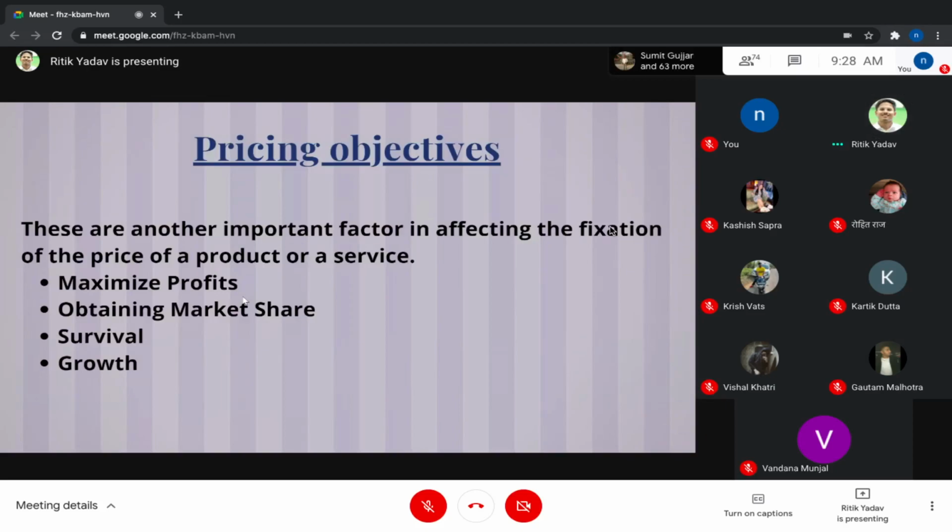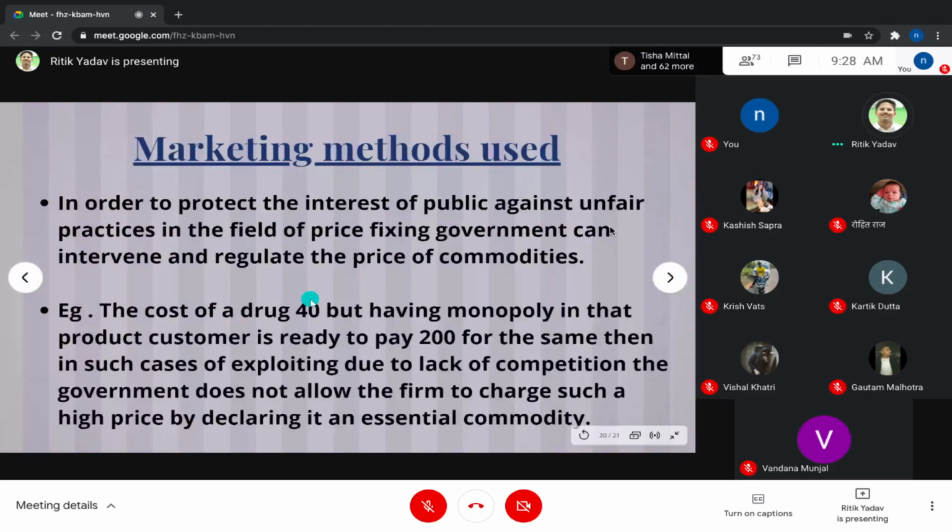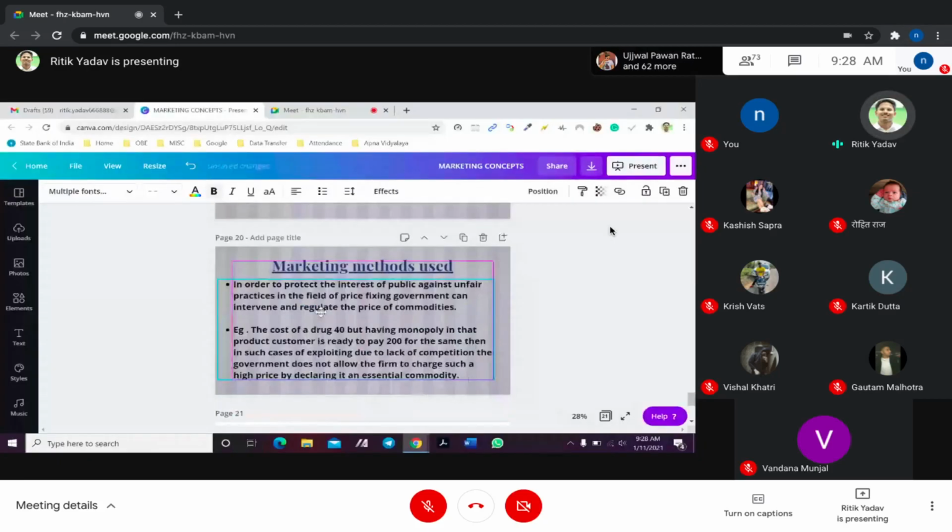Now the factor is marketing methods used for promoting a product. Now here, in order to protect the... ओके मैम इसको प्लीज आप कंसिडर मत करना, ये आई थिंक गलती से कॉपी पेस्ट हो गया. सो नो वरीज, आई एम एक्सप्लेनिंग अबाउट दिस.